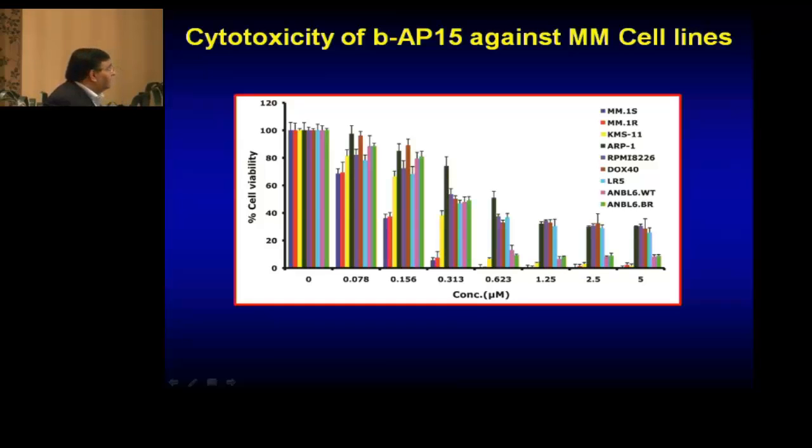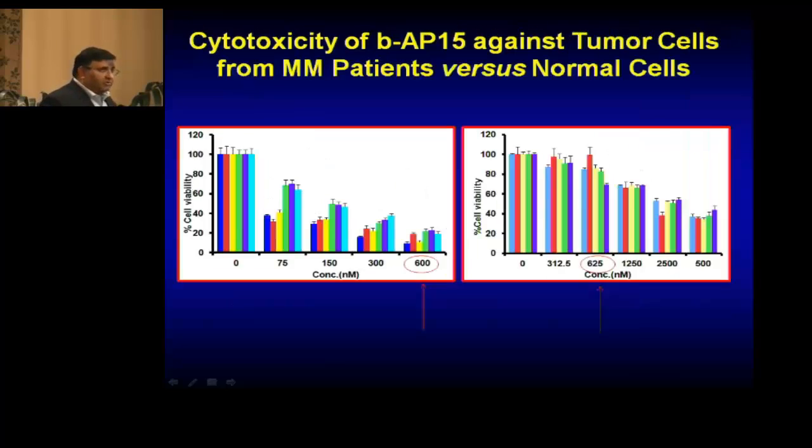Shown here is a simple MTT assay with various cell lines, and we observed that b-AP15 consistently decreased the viability in all cases, including the cells which are bortezomib resistant. The same holds true for the patient cells shown on the left. There was a significant decrease in viability in all cases, and the cells were obtained from patients who were progressing while on lenalidomide and bortezomib therapy.